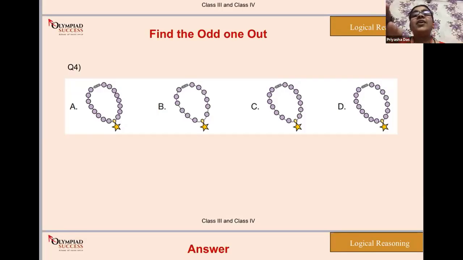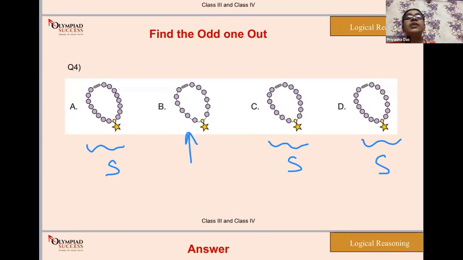As I said, you all are grown ups. Always remember that whenever we are doing classification or find the odd one out questions, the other 3 options should be similar. If you are saying B is the correct answer, then A, C, and D should be similar to each other. That is a very important point in classification questions: if one is odd one out, the remaining 3 should be same.